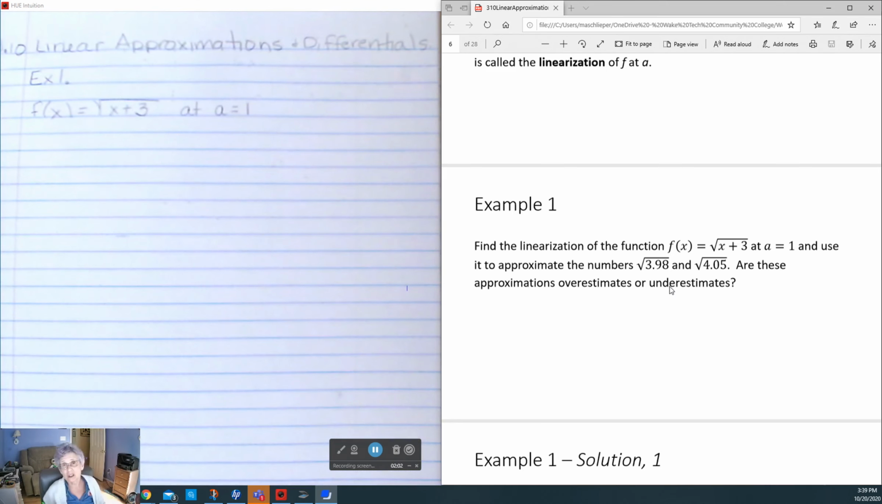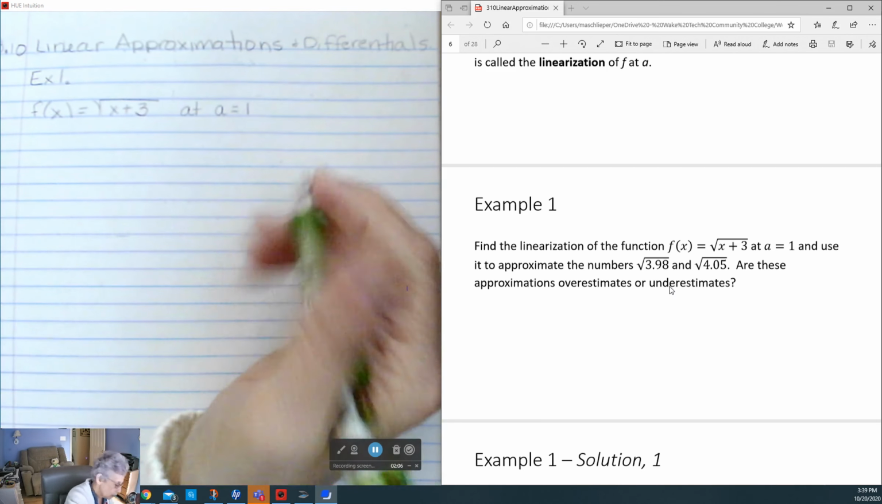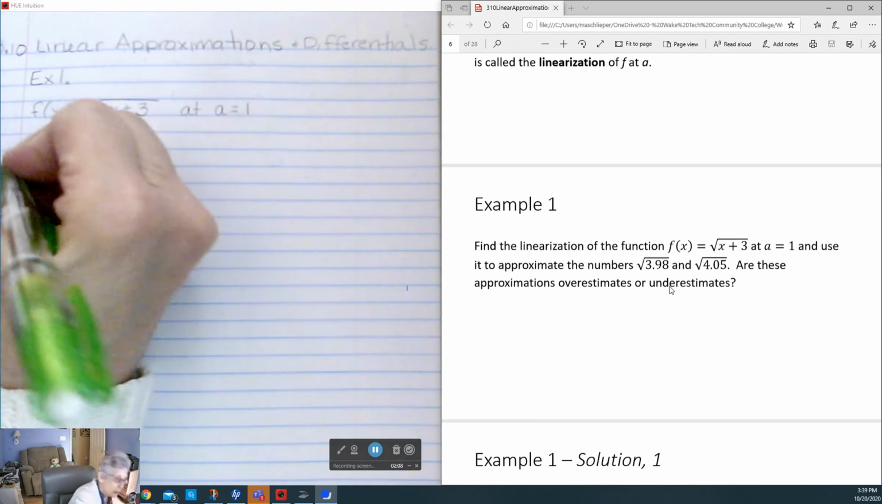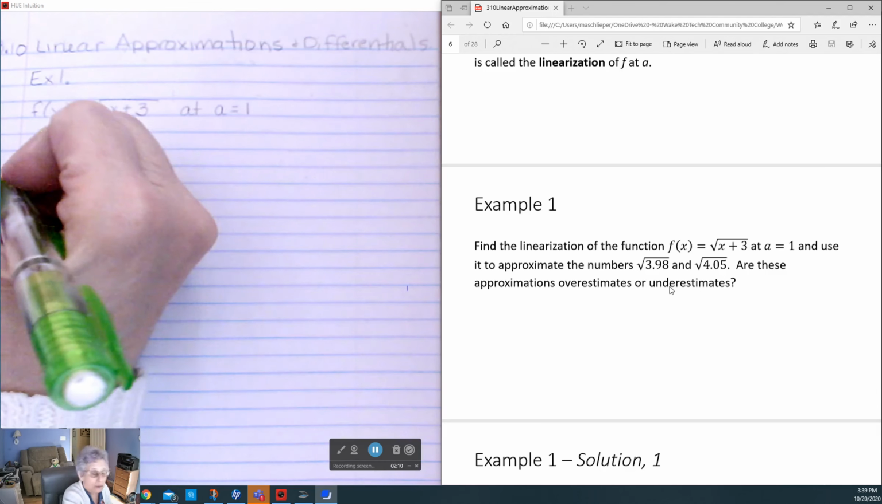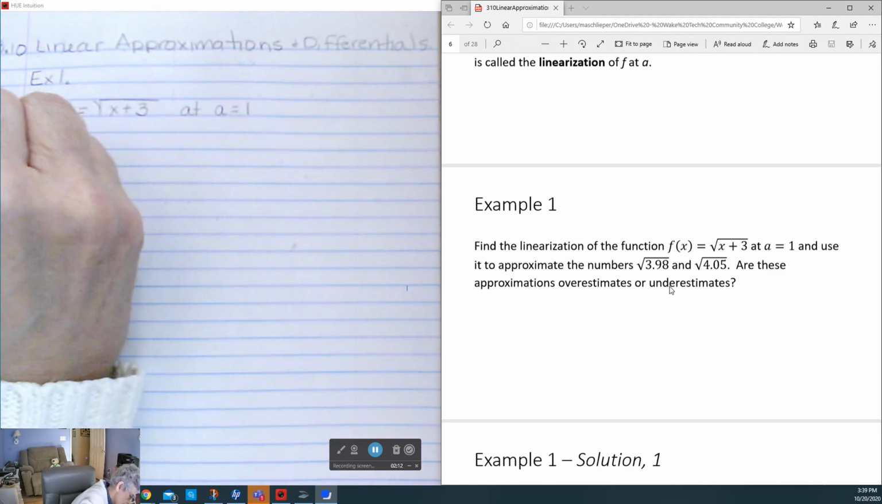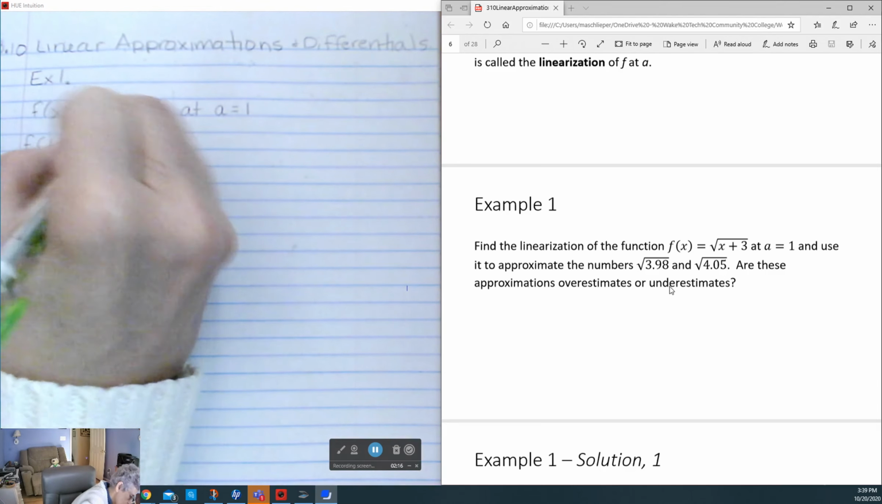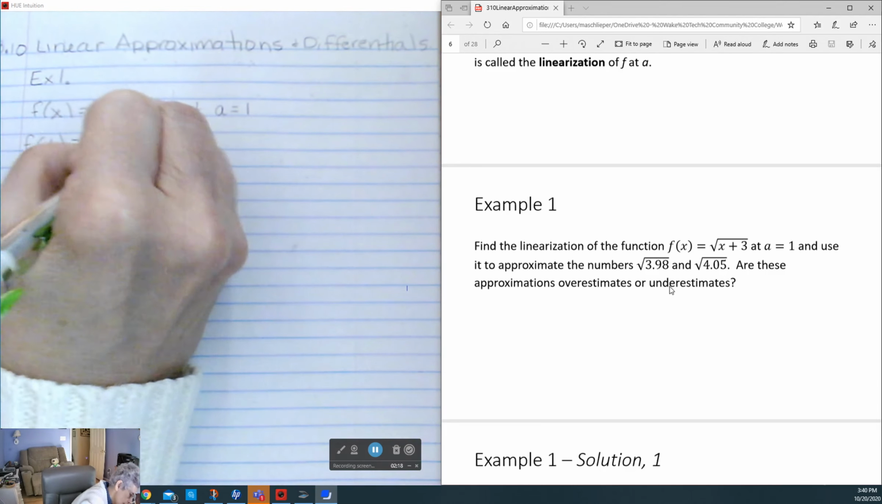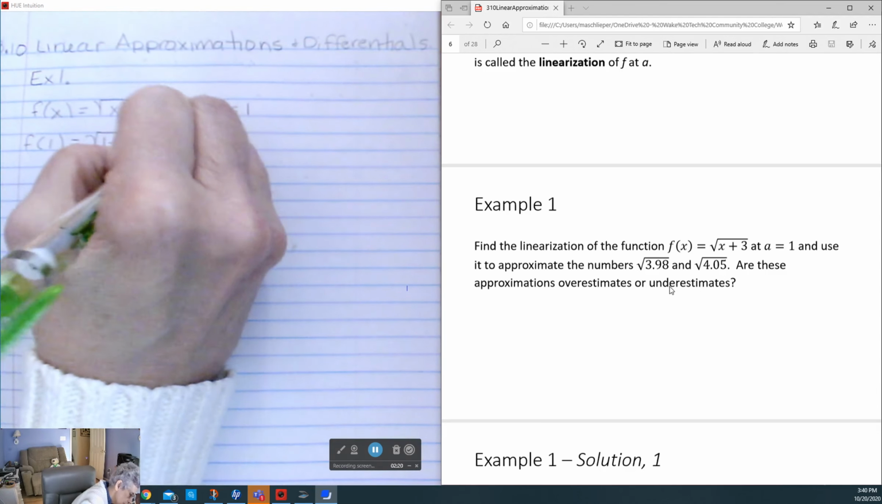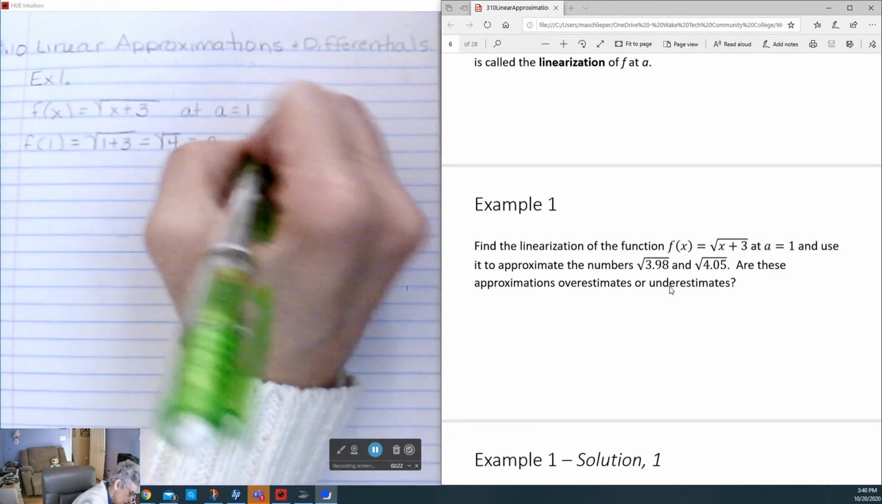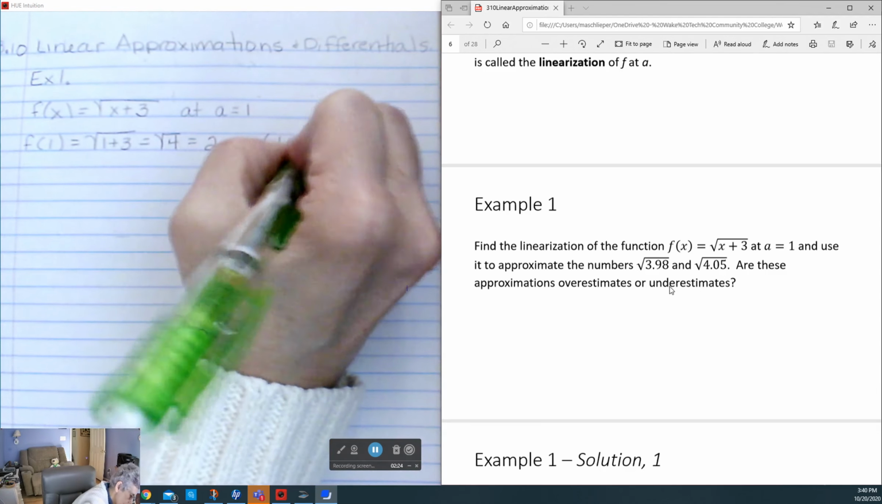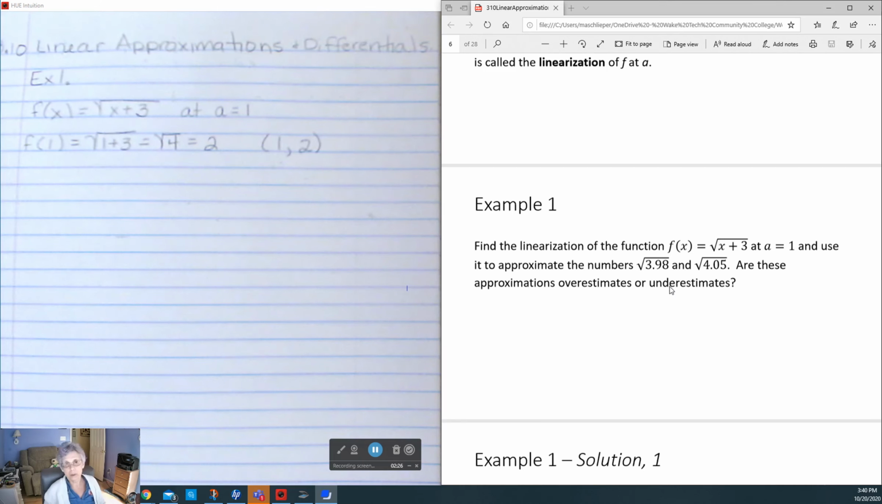Well, we know how to do this. We learned this way back for test 1. If we want the equation of the tangent line, we need a point and we need a slope. So let's figure out first f of 1 would be the square root of 1 plus 3. So my ordered pair is the point 1, 2.